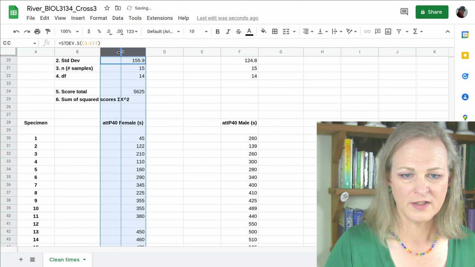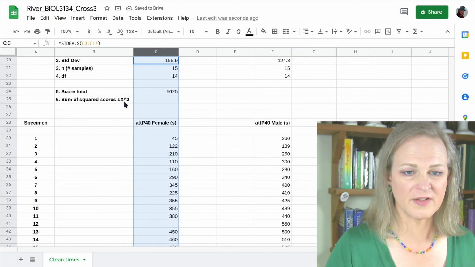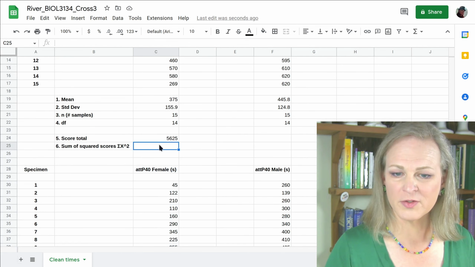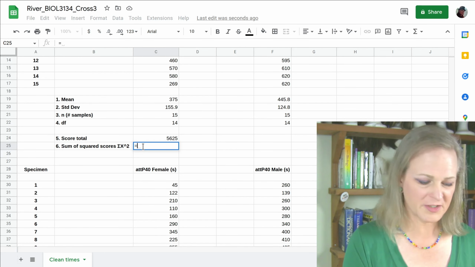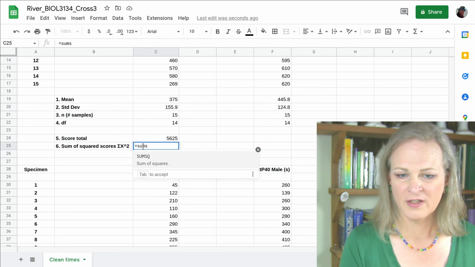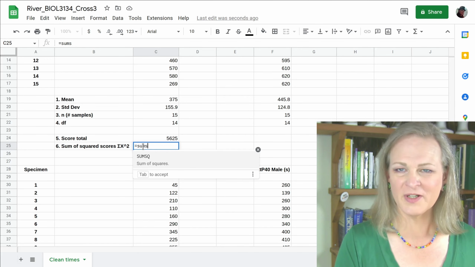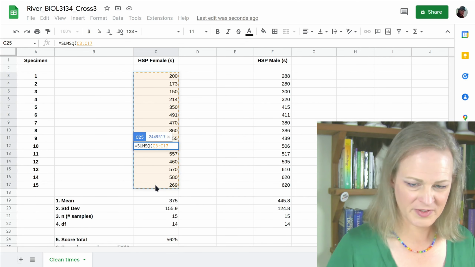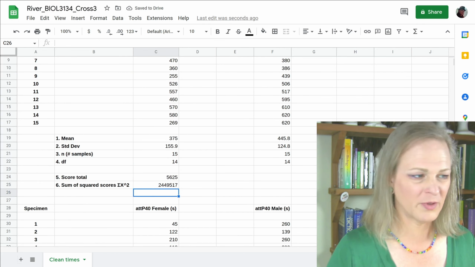Okay, and then the next thing we'll calculate is the sum of squared scores. So that sum of x squared that we talked about, the one we don't want to confuse with sum of squared deviations. As it turns out, there's a built-in function for computing this, and it is SUMSQ, sum of squares, which, see why this is confusing? There's no consistency. We'll highlight these values again, close our parentheses, hit enter. All right, so now we have that number.